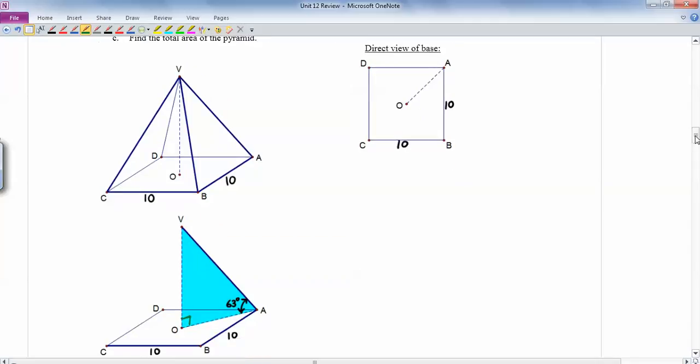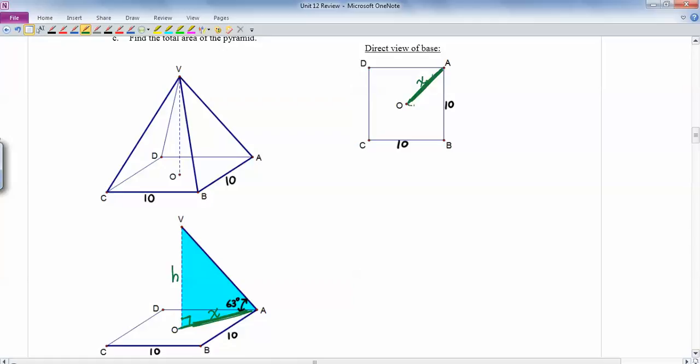Well, the height is VO, right? So we could use the 63. If I knew how long this was, then I could use trig in order to get VO. So VO I'm going to call the height, H. This thing is what I want, OA. You could try drawing it in directly on that diagram, or you can come up here and say, here's the base if I were to throw away the entire top of the pyramid and just look directly at that square. And this is the thing that I want.